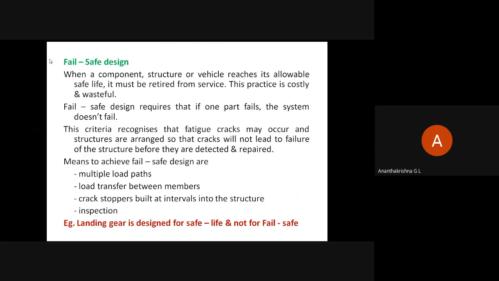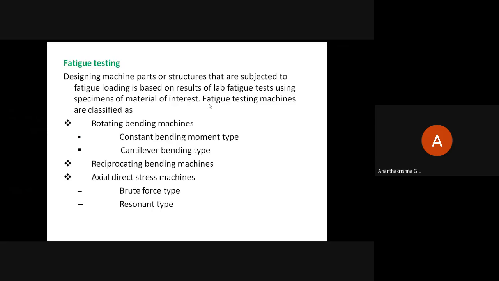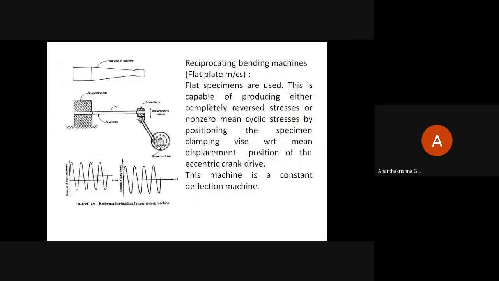So even if there is a failure, the component is safe. That is what fail-safe design is. And damage tolerant design uses fracture mechanics analysis and tests to determine whether cracks will grow large enough to produce failures. That is how much damage the component can tolerate. That is what is taken in damage tolerant design. Okay, so next is the closed loop control testing machine.